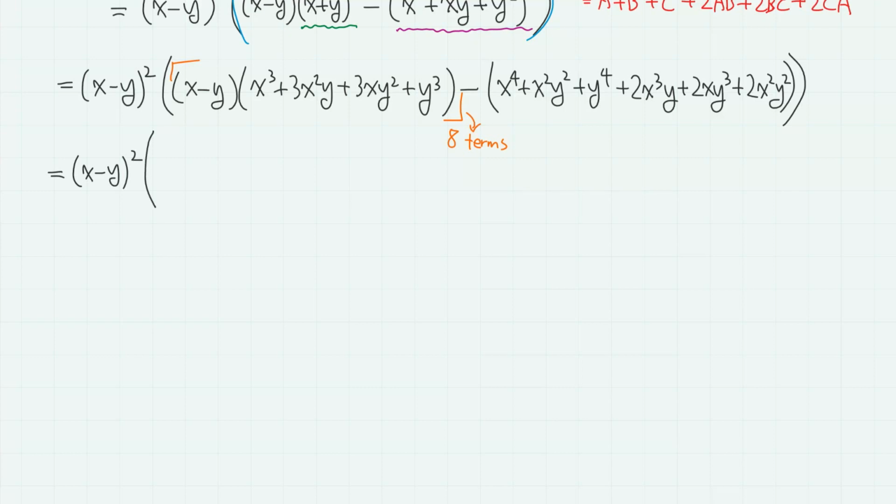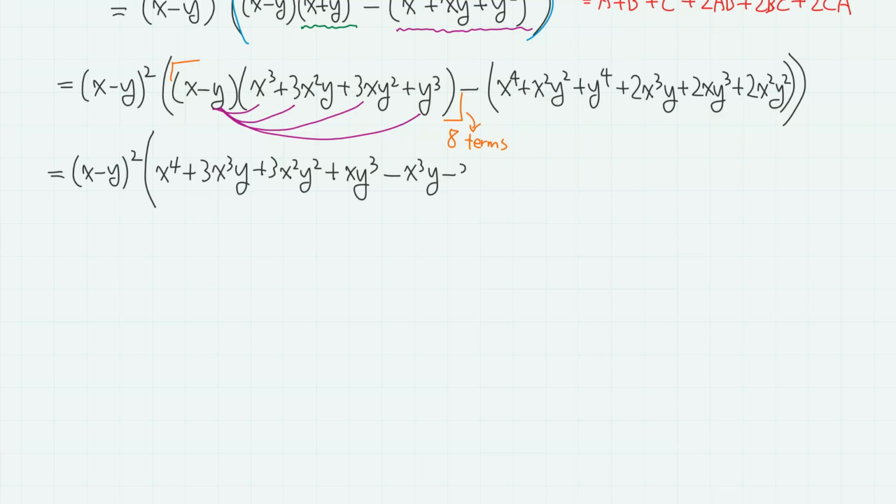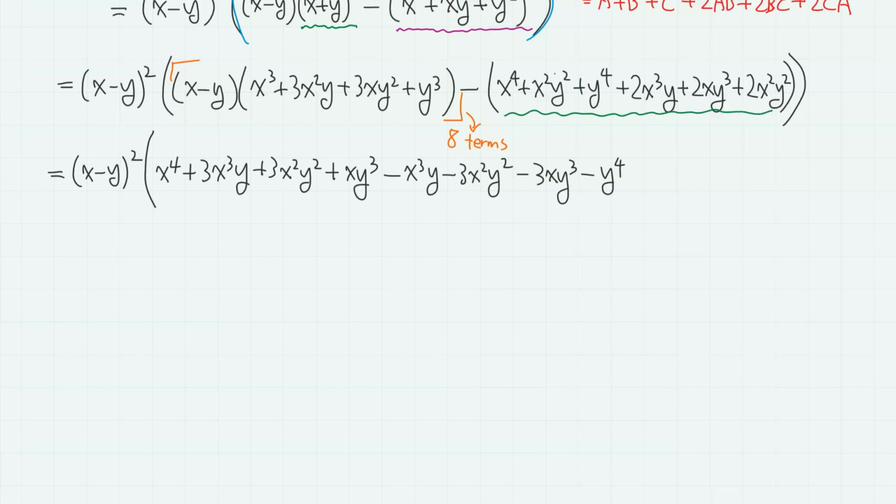Again, remaining calm. First, we carry out these multiplications, which gives x to the power of 4 plus 3x cubed y plus 3x squared y squared plus xy cubed. Then we carry out these multiplications, which gives minus x cubed y minus 3x squared y squared minus 3xy cubed minus y to the power of 4. And for this part, notice that x squared y squared plus 2x squared y squared gives 3x squared y squared.